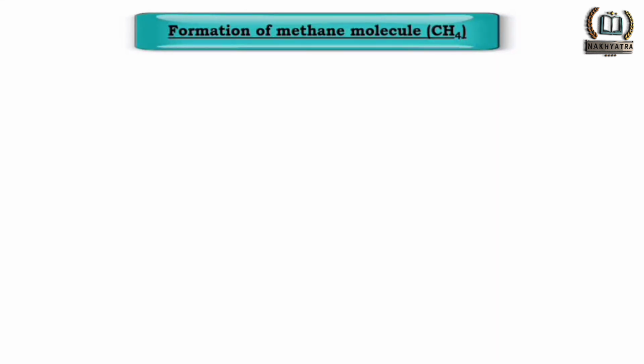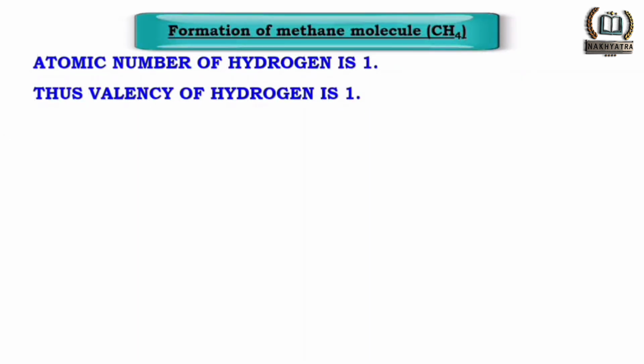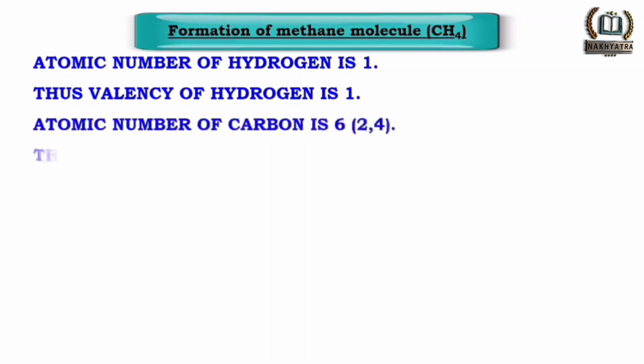Alright. Next is the formation of methane molecule. Now the methane molecule has the molecular formula CH4. The atomic number of hydrogen is 1, thus valency of hydrogen is 1. And the atomic number of carbon is 6, and the electronic configuration is 2, 4. Thus valency of carbon is 4.